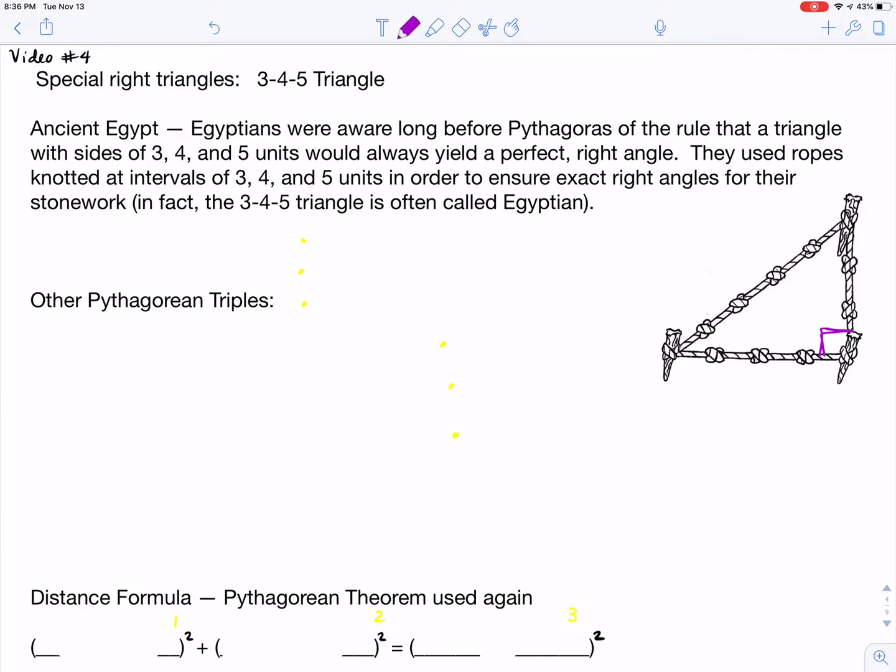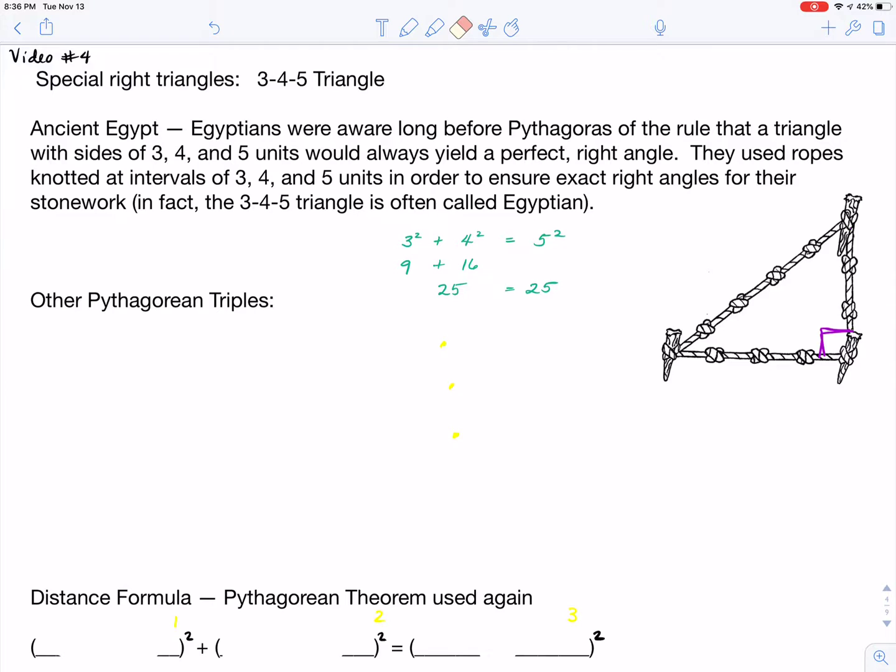Pythagoras came along and showed that the 3, 4, 5 actually works. And so if you take 3 squared plus 4 squared, putting this into our Pythagorean theorem, it truly does equal 5 squared. 3 squared being 9, 4 squared 16. So we see that 25 does equal 25.